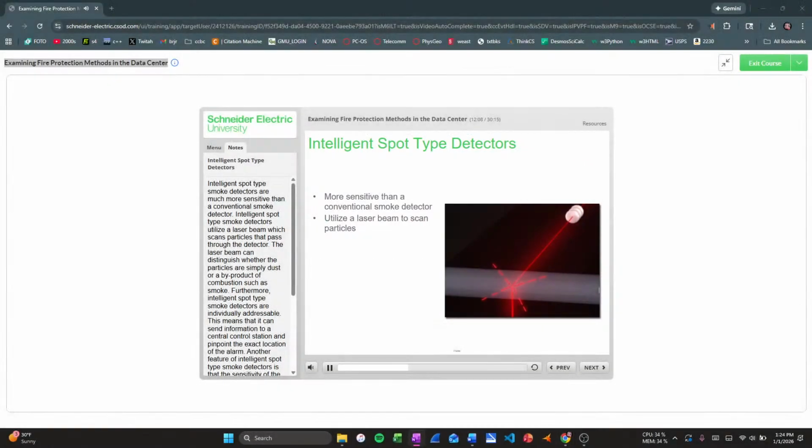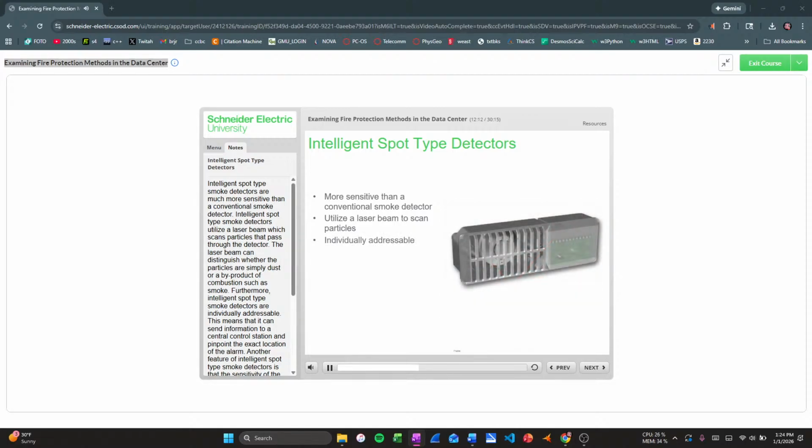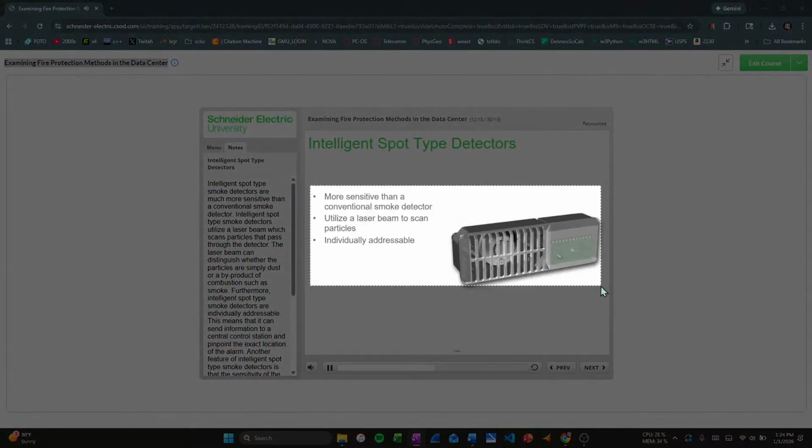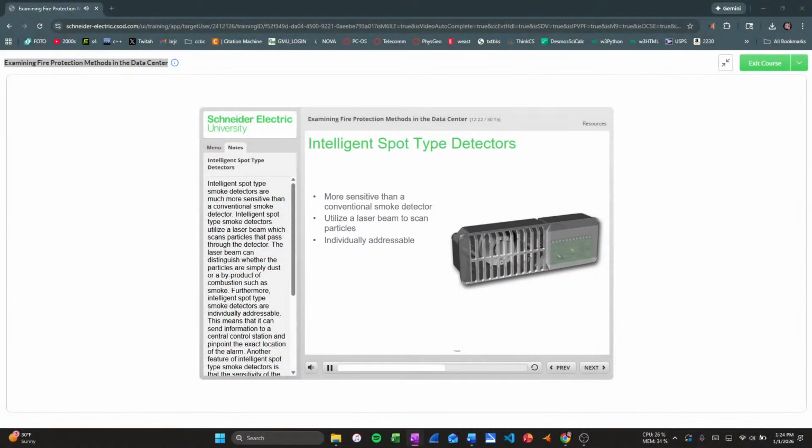Furthermore, intelligent spot-type smoke detectors are individually addressable. This means that it has the ability to send information to a central control station and pinpoint the exact location of the alarm. Another feature of intelligent spot-type smoke detectors is that the sensitivity of the detector can be increased or decreased during certain times of the day.